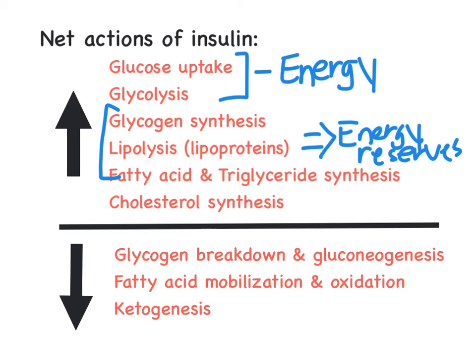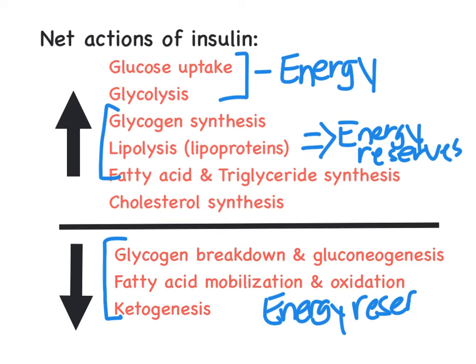In addition to those activities that are increased, we also see a decrease in other activities in response to insulin. Those will be to decrease glycogen breakdown and gluconeogenesis. We'll see a decrease in fatty acid mobilization from the adipose tissue, and its subsequent oxidation will also be decreasing ketogenesis. You notice all these have in common that these are our energy reserves. So if we are going to be synthesizing those energy reserves, we don't want to be simultaneously breaking them down. So that should make sense.